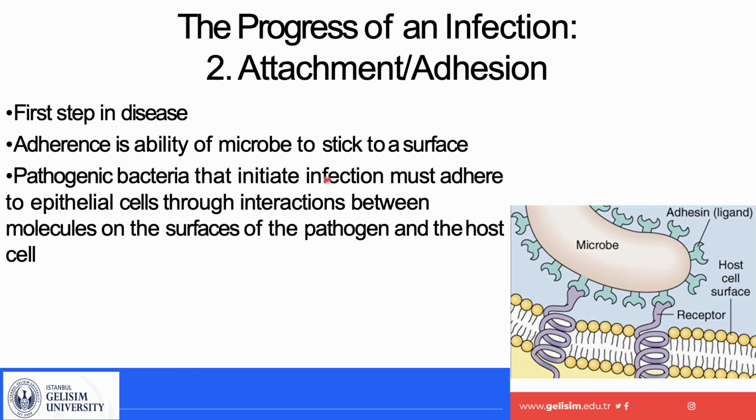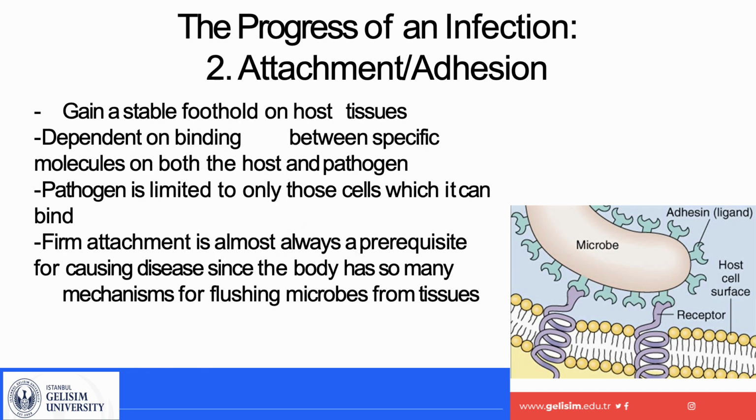So adhesion is the ability of a microbe to stick to a surface, and it's the first step in causing disease. In order to initiate an infection, pathogenic bacteria must adhere to the host cell through interactions between molecules on the surface of the pathogen and the host cell. The ability of a pathogen to adhere to the host tissue is important for establishing an infection. This binding between specific molecules on both the pathogen and the host is what allows the pathogen to gain a stable foothold in the host tissue.